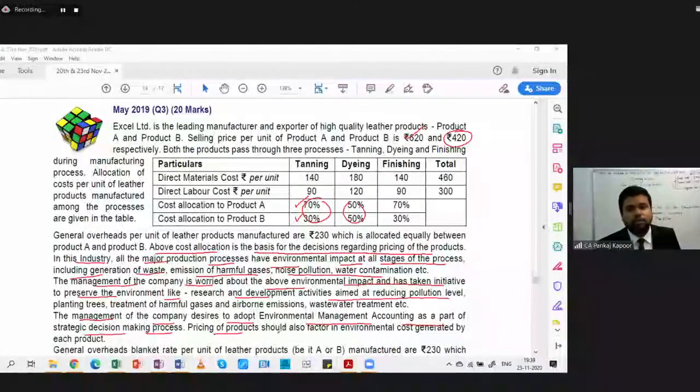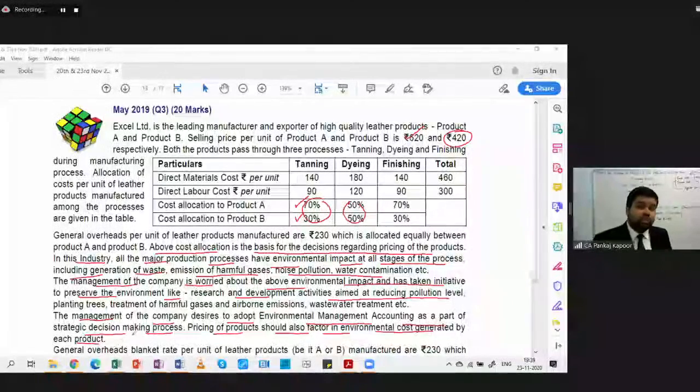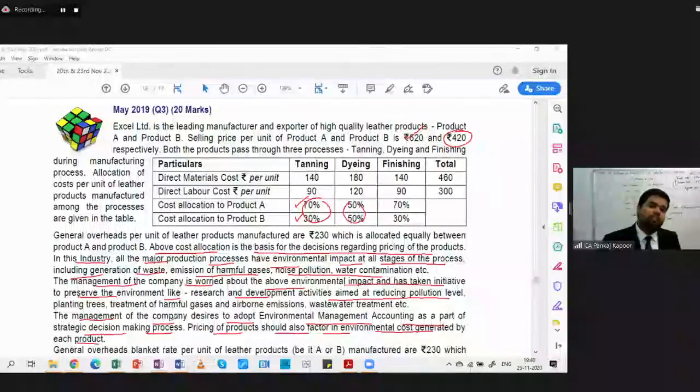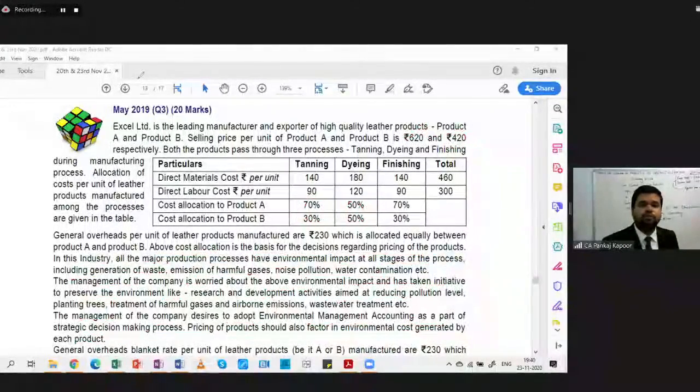The pricing of the product should also be a factor in the environment cost generated by each of the products. What they are now saying is that, instead of calculating the profitability or the price based upon the traditional costing, they are going to adopt environmental management accounting, and they wish to consider the environment cost also as part of their product cost. So this is what they mention in this paragraph. Moving further in this question.